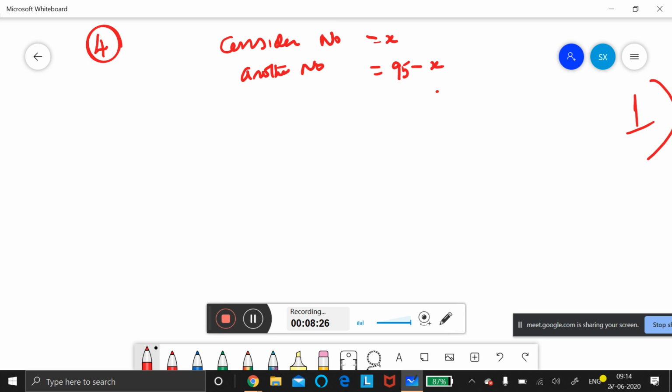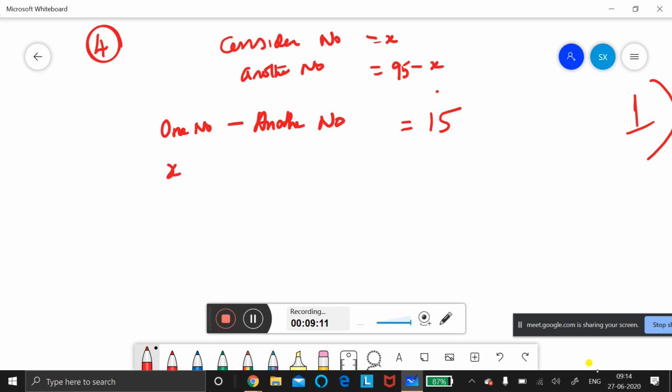Then go to the second clue: one exceeds the other by 15. One is bigger and one is smaller, and exceeds means subtraction. When you subtract the small from the big, the answer is 15. We don't know which is big and which is small, but randomly we'll take one number minus another number, which is 15. That is the meaning of the second clue: one number exceeds the other number by 15, meaning one number minus another number is 15.